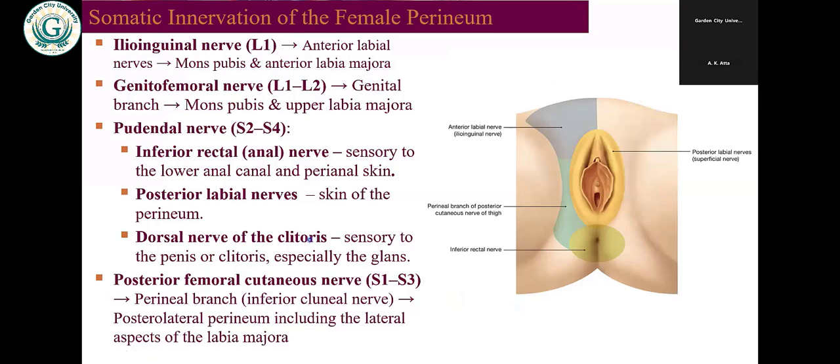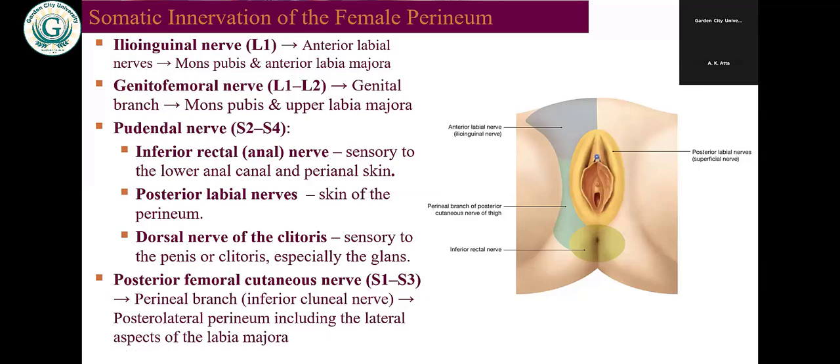Now, this one is showing you the pudendal nerve, its branches and the part of the skin that it supplies. So you see that there's the inferior rectal nerve. This area here, the skin is supplied by a branch of the pudendal nerve. Then the posterior labial nerve, which is also from the pudendal nerve. Then there's the dorsal nerve of the clitoris. The skin around this area too is supplied by the pudendal nerve.